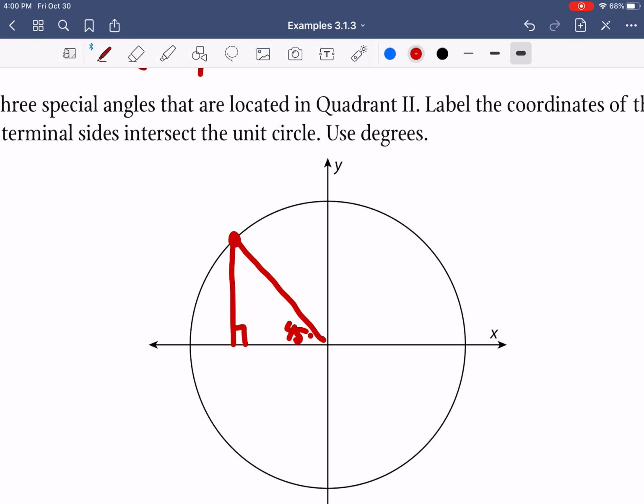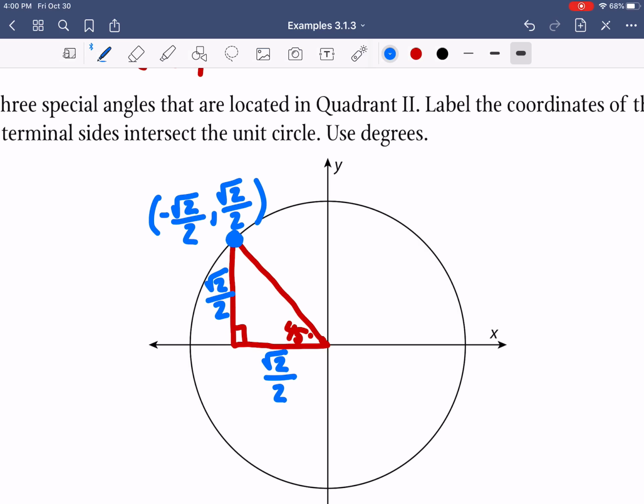Well, if this angle is 45 degrees, then you know that the other angle is 45 degrees, which means that the 2 sides of your triangle, remember, are going to be the same. The square root of 2 over 2, square root of 2 over 2. To get to this point right here, you have to go left and then up. How much do you go left? You go left square root of 2 over 2, so that's negative square root of 2 over 2. But then I go up square root of 2 over 2, so that one is positive.